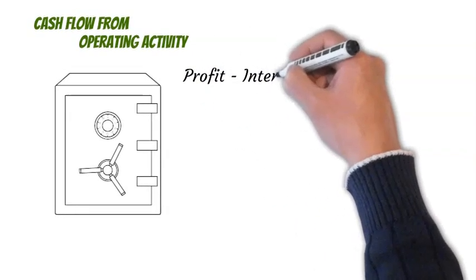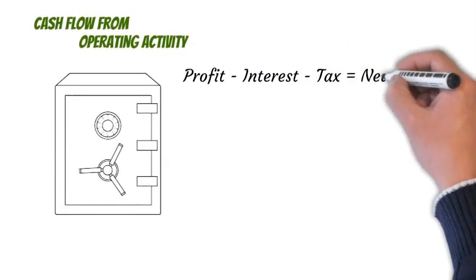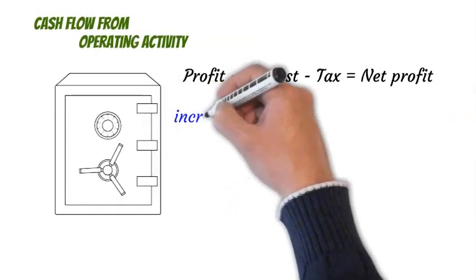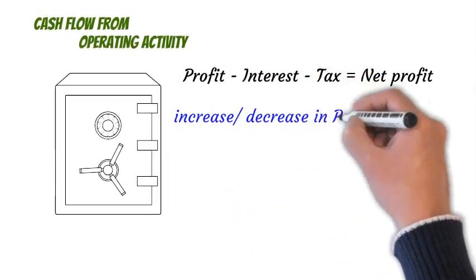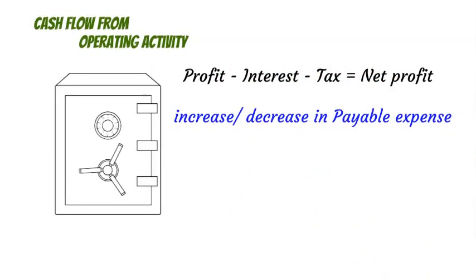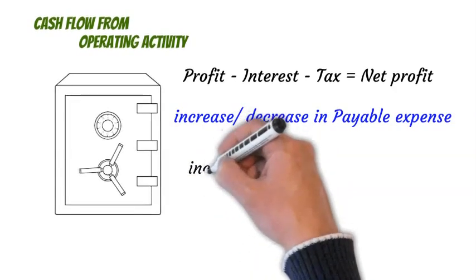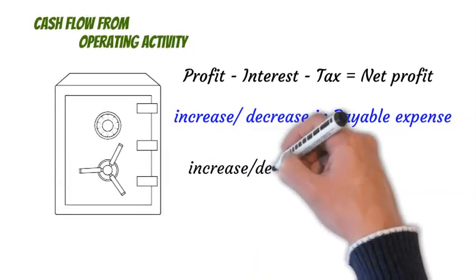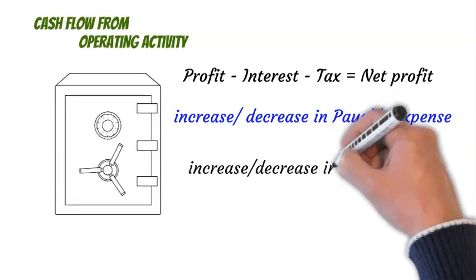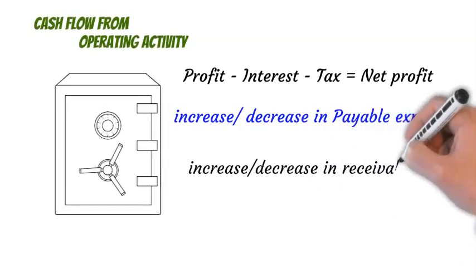It starts with profit computed in the income statement after deducting for interest and tax, then an increase in expense payable should be added, and a decrease in expense payable should be deducted. Also, where your revenue receivable increases, this should be deducted, and a decrease in receivables should be added to give an accurate movement of cash.